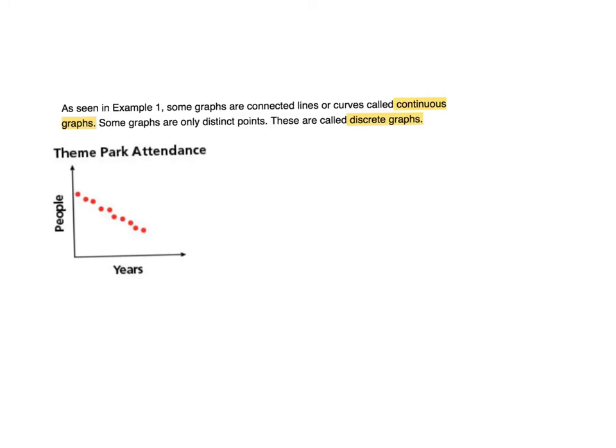There are two types of graphs. There's continuous graphs and there's discrete graphs. Now you want to use the beginning of each word to help you remember this. So discrete begins with D and continuous begins with C. So with continuous graphs you connect the dots. So it would be something like that. With discrete graphs, you just have dots as demonstrated here. There's no in between.